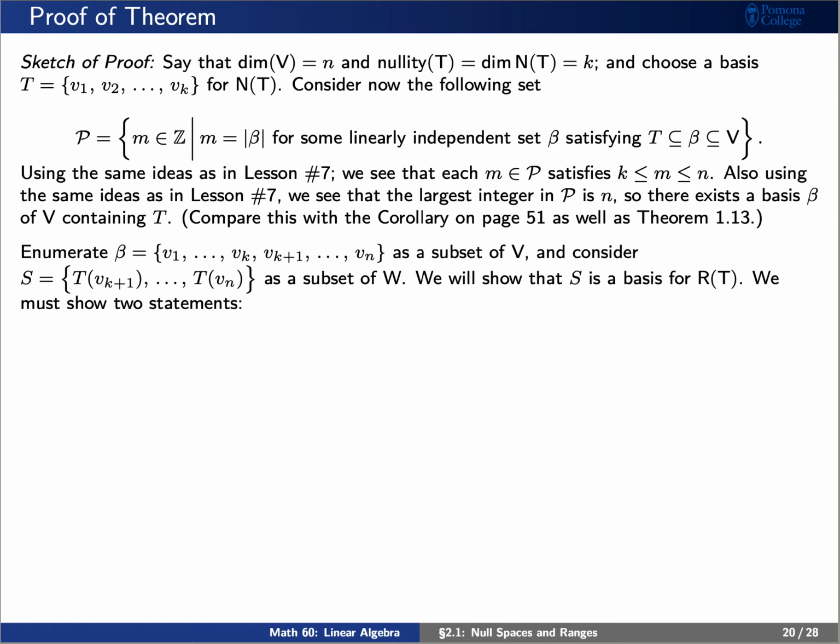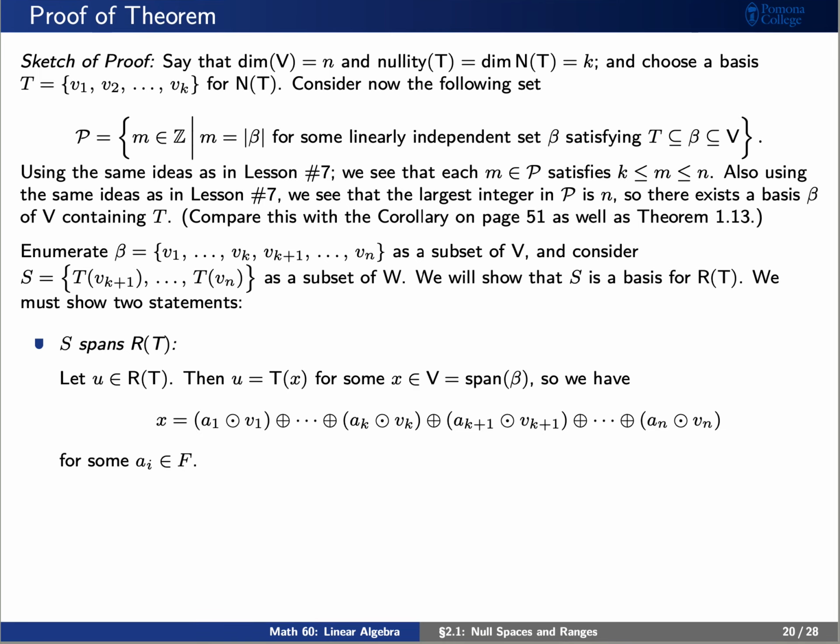We claim that S is a basis for the range R of T. In order to do so, we must show two statements. First, S spans the range. Here's why. Let's pick an element u in the range. This, of course, means that u equals T of x for some x in our domain V, but our domain V has a basis beta.